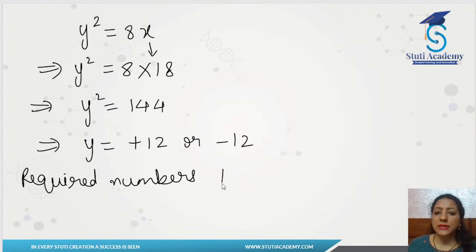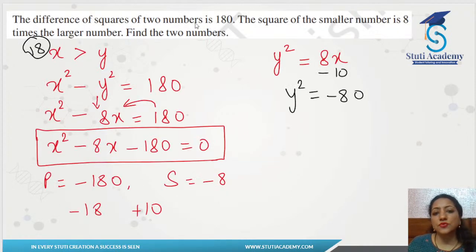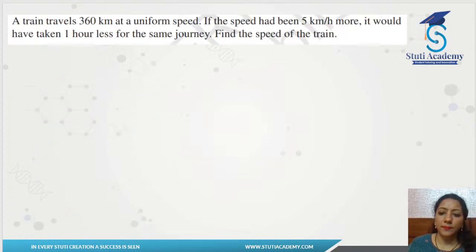So x we got as 18 and y we've got two values, 12 and minus 12. So we can have the required numbers as 18 and 12, or we can have 18 and minus 12. So these are two numbers whose difference of squares is 180 and the square of the smaller number is 8 times the larger number. I hope students this question is clear to all of you.